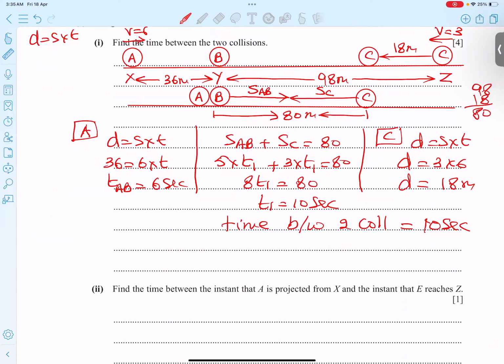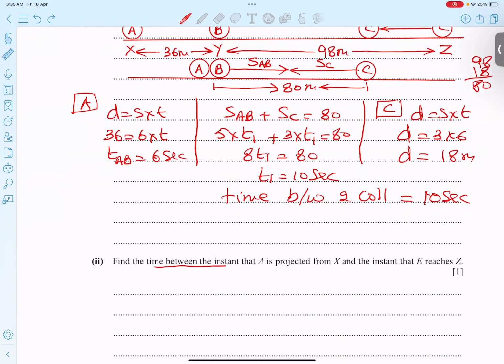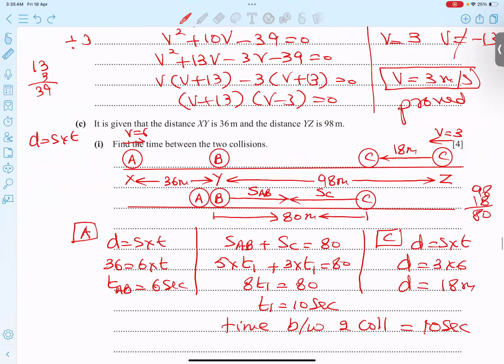Now comes the point, students: this diagram making is very easy. As a teacher, please do this kind of situation planning in the exam or any question like this. The question asks for the time between the instant when A is projected from X, when it's thrown from here, and the instant when E reaches Z. Which E particle do you talk about? The particle after collision, all three particles, because A, B, C will collide and coalesce and start from here and reach Z.